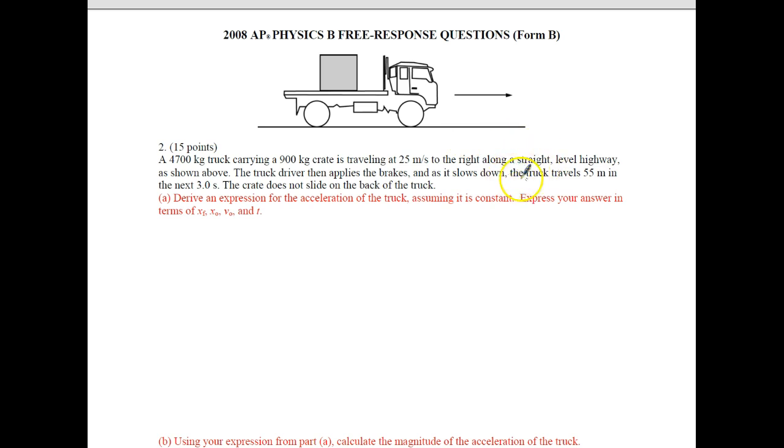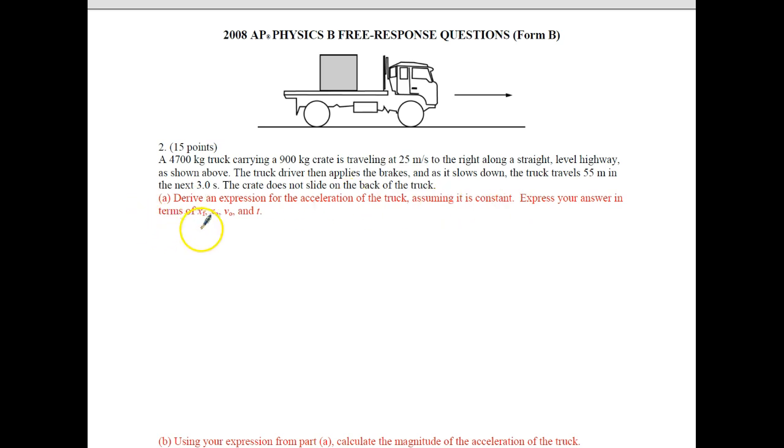As it slows down, it travels 55 meters in the next 3 seconds. The crate does not slide on the back of the truck, so it just sits there still. So we know that there's got to be some friction and some things going on. They want us to just find the acceleration of the truck, assuming it is constant.